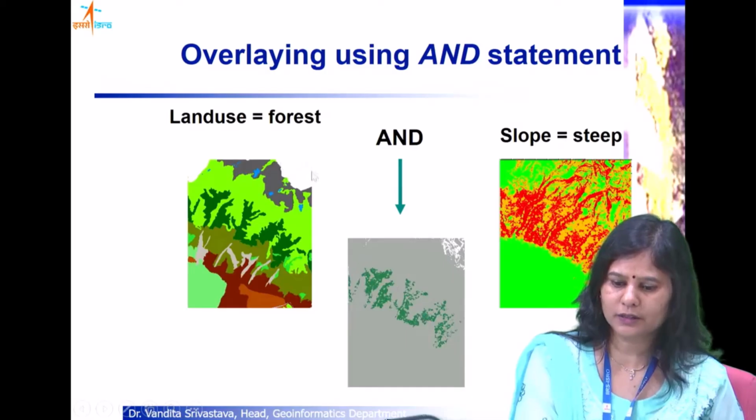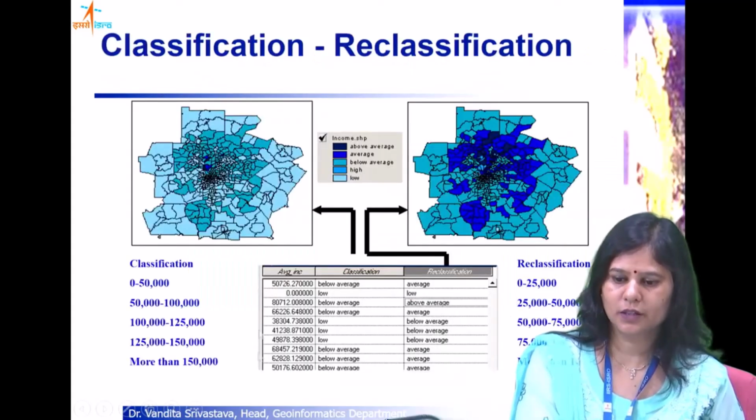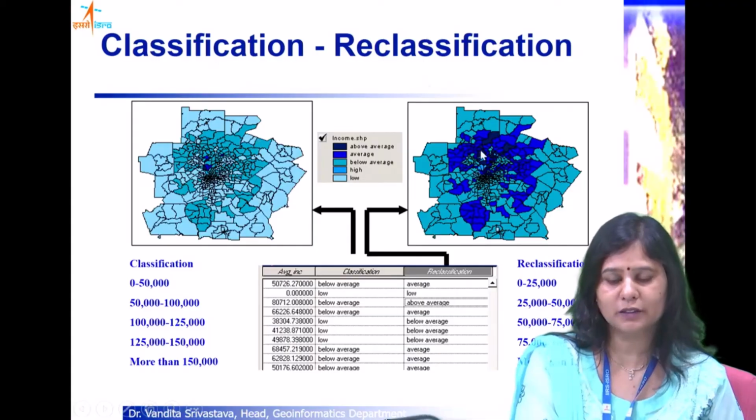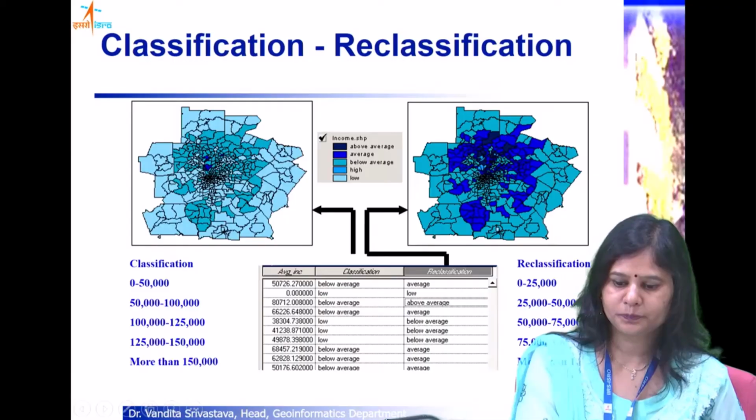Now you would notice that some of the area is in this white color, because no data is present in it. In the rest some data is present, so that is why it is showing in white color. But these are the areas which satisfy both the conditions. So likewise you can ask queries. You can also classify your map or reclassify it from one scheme to another scheme.